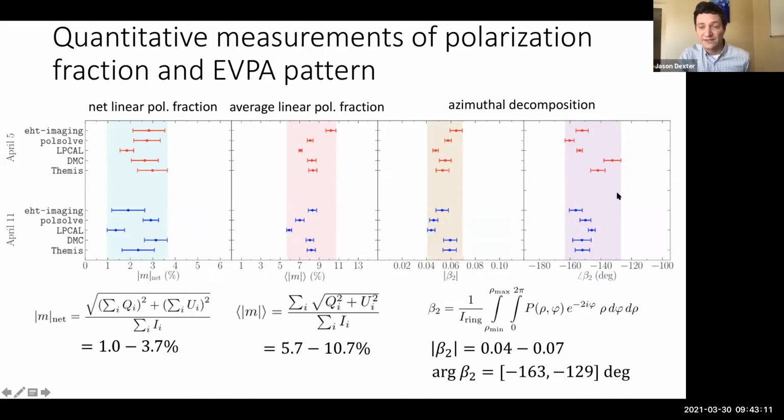Okay, so we have an amplitude. This is a complex quantity that has an amplitude and a phase. So the amplitude tells you how much power is in that mode, how much polarized flux or fractional polarization is in that mode, and the phase tells you how the EVPA structure is oriented. Okay, so we can measure these quantities for comparison for interpretation purposes.